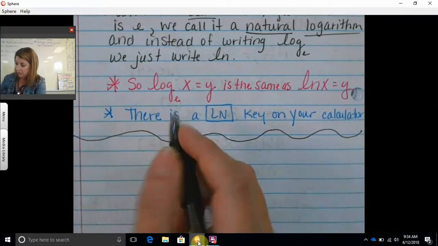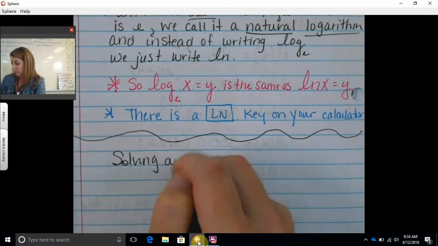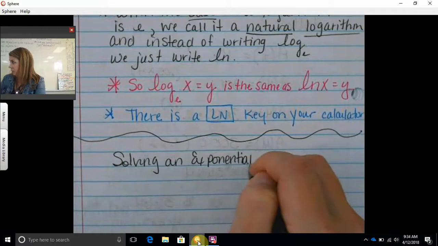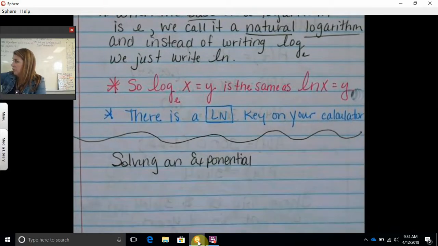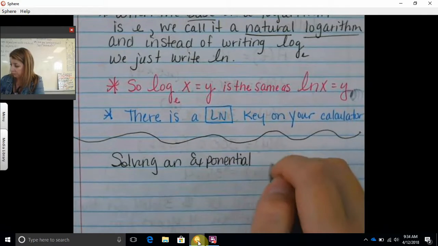All right, solving an exponential equation. Is it hot in here? Yeah. Tariana, can you turn the dial, please, to the left? Thank you.